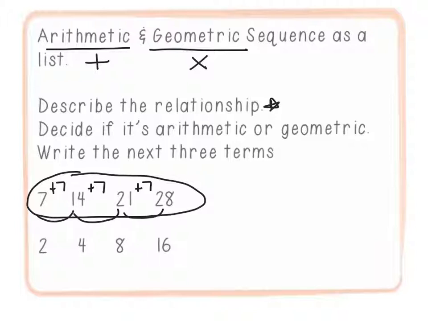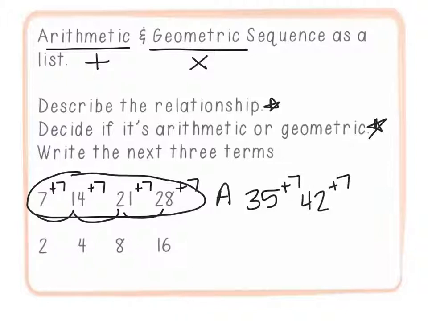Now I need to decide if it's arithmetic or geometric. And I can see that it's arithmetic because I'm adding. So I'm going to put an A. And then I need to write the 3 next terms if I continue to add 7 each time. So 28 plus 7 would give me 35. 35 plus 7 would give me 42. And then another 7 would give me 49.